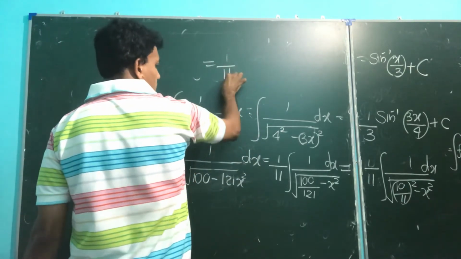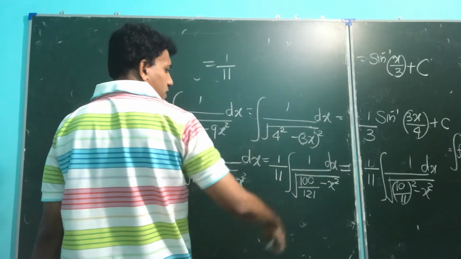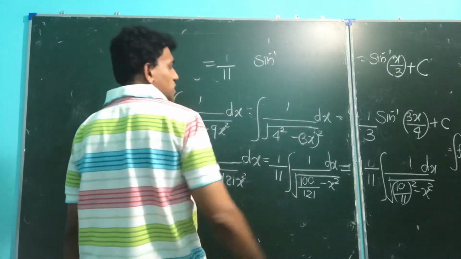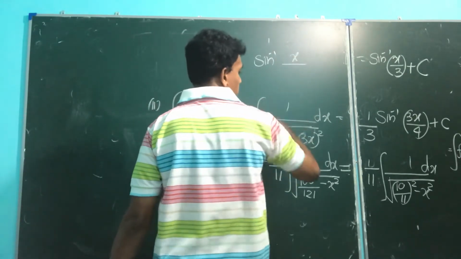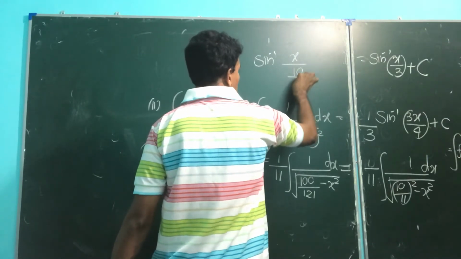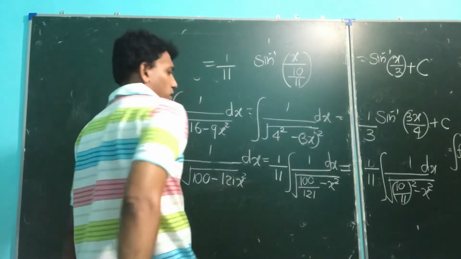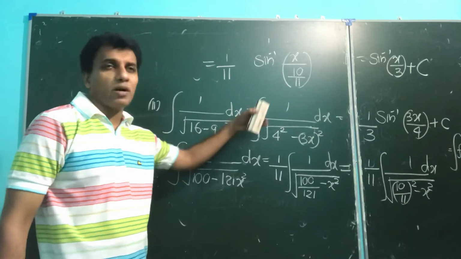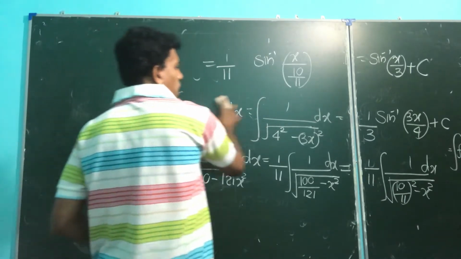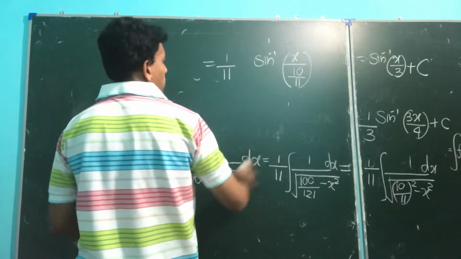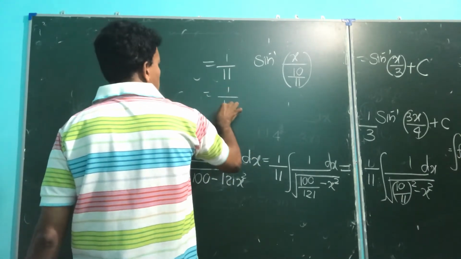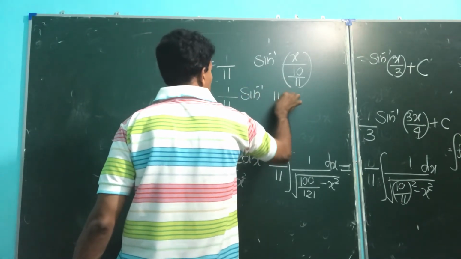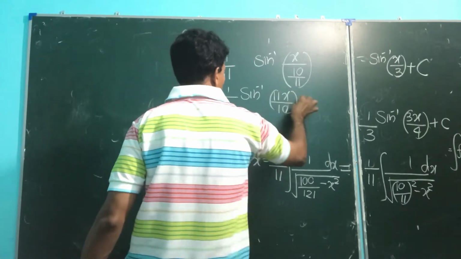1 over 11. You see, 1 over square root of a square minus x square integrates to sine inverse x over a. What is a? It is 10 over 11, no? If you use the previous second method, the second example question, the same idea applies here too. Therefore the answer is 1 over 11 sine inverse 11x over 10 plus a constant.